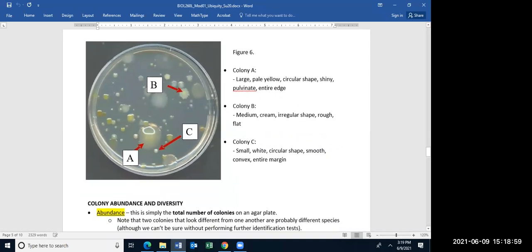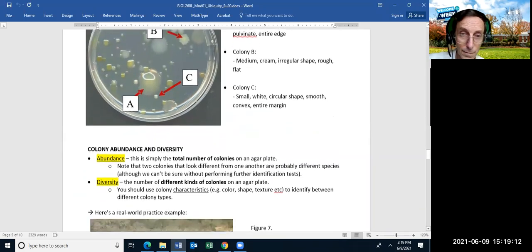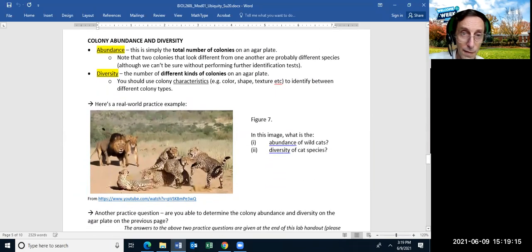So is there something that's determining what's changing those shapes? Yeah, the different species will have different shapes, different colony characteristics. And that's why we can use some of those characteristics to figure out what are different species and determine the diversity. The diversity is the differences or different types of colonies.